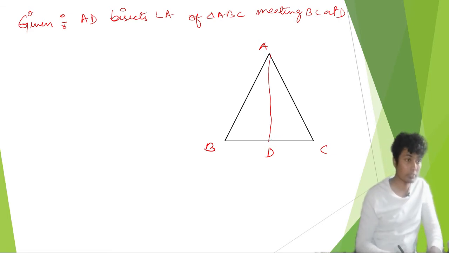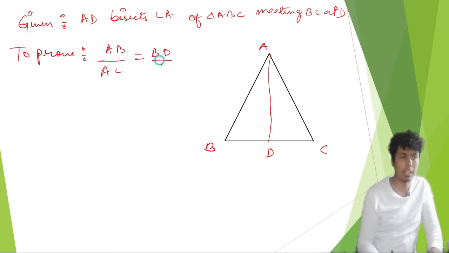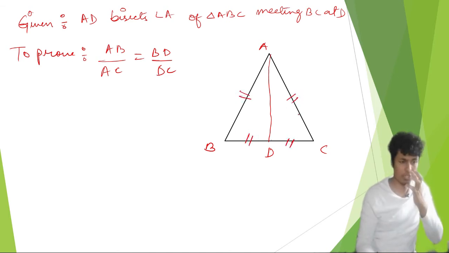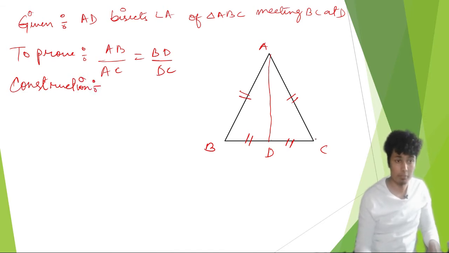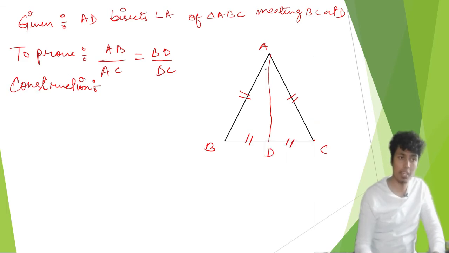Okay, now to prove, what do we need to prove? We need to prove that AB by AC is equal to BD by DC. Look here carefully. AB by AC is equal to BD by DC. It is clear to you. Now construction. Let us do the construction. What is the construction we need to do? We need to draw a line from C, which is parallel to DA.